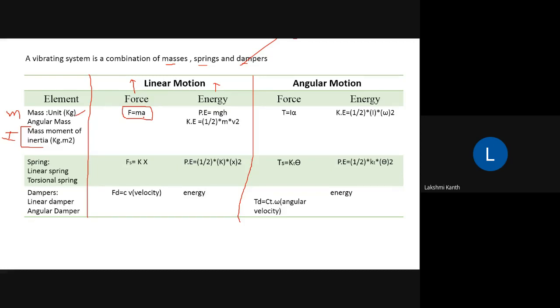Right. If it is from the energy point of view, this is the mathematical formula: potential energy equal to mgh, and kinetic energy equal to half m v square. So for linear motion, in the discussion of the mass element of a vibrating system, if you choose the force discussion, the formula is F equal to ma. If you go with the energy discussion, the formulas are potential energy equal to mgh and kinetic energy equal to half m v square.